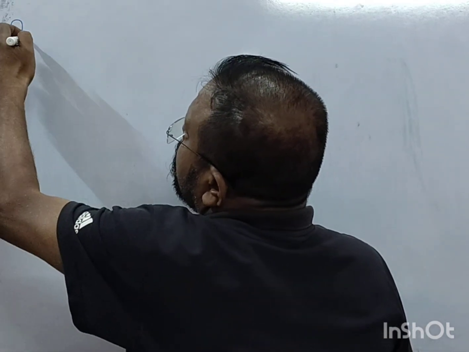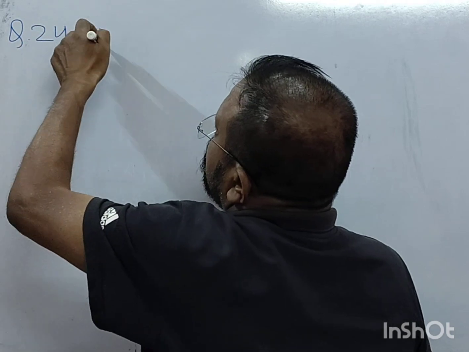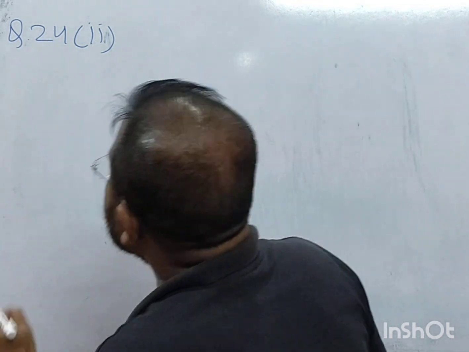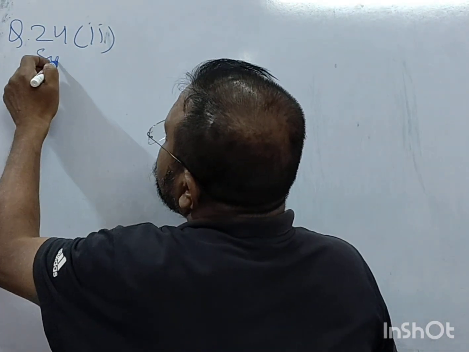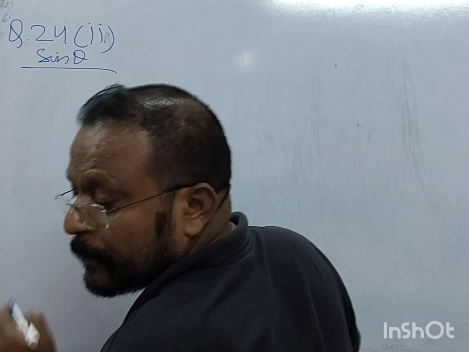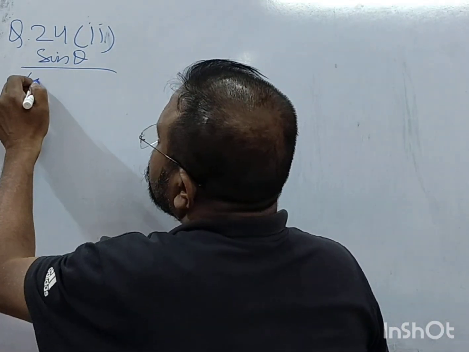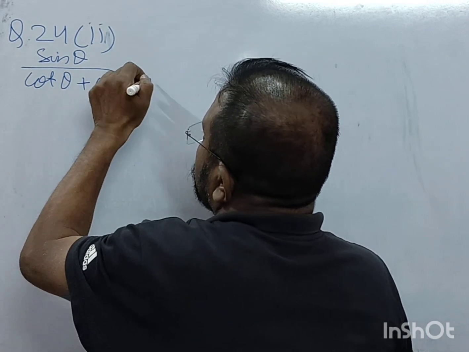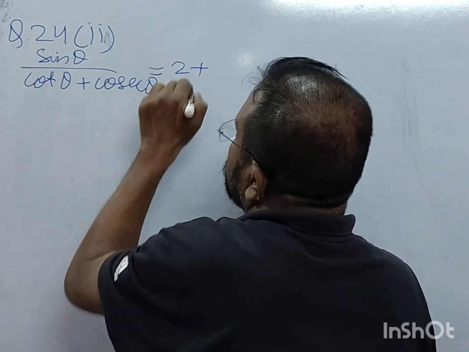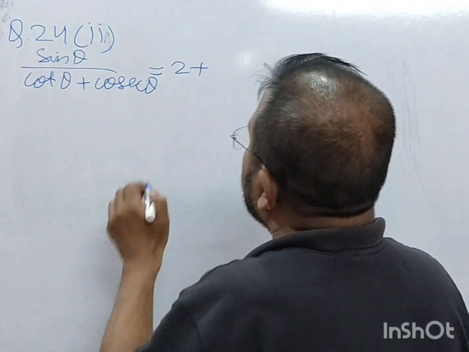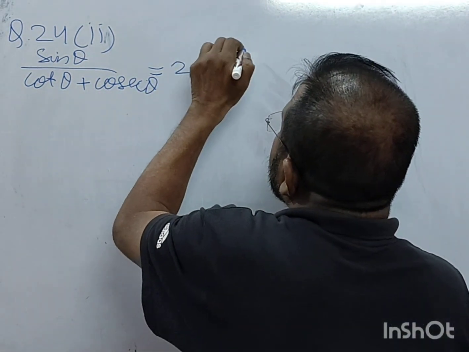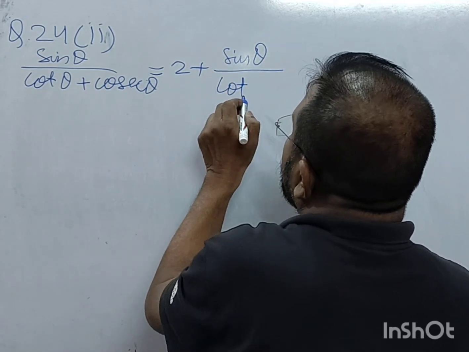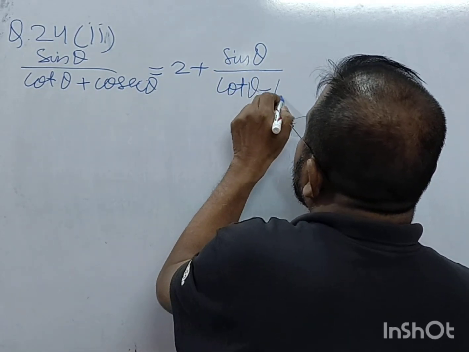Question number 24, second part. What is that? Sin theta upon cot theta plus cosec theta is equal to 2 plus sin theta upon cot theta minus cosec theta.